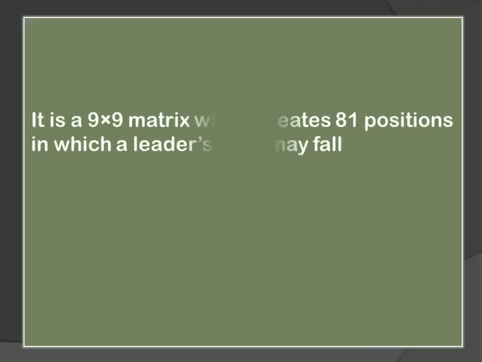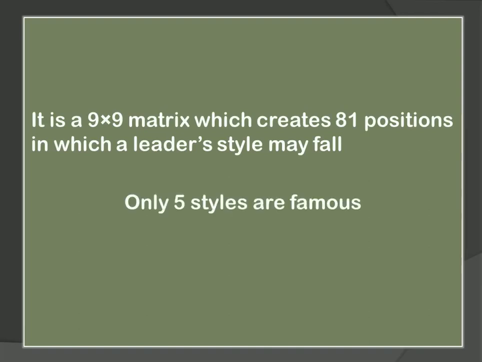This model is basically a 9 into 9 matrix which creates 81 positions in which a leader's style may fall. Out of these 81 styles, only 5 are famous, or we can say only 5 are the extreme ones. This model is based on 2 axes, x-axis and y-axis, in which from one direction we have the concern for people, as I told you, and on the other direction we have the concern for production. That's why it's a 9 into 9 matrix. And one thing you have to remember is that the main objective of this model is only to identify the leadership style of the leader.